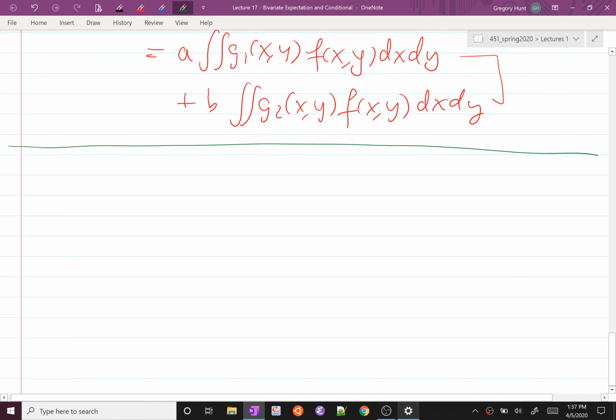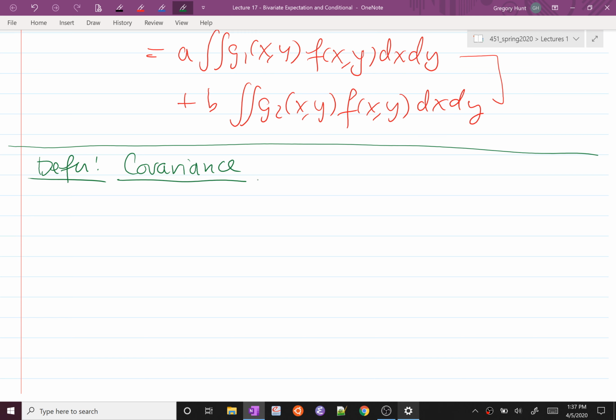Now that we have a theory of bivariate random variables and we have a definition of bivariate expectation, we can start to define some of the familiar quantities that we're used to in statistics, and we're going to define them now in a rigorous way. So the first thing we're going to start with is covariance. Covariance is like the ugly stepsibling of correlation. You hear a lot about correlation. Covariance is the underlying concept here.